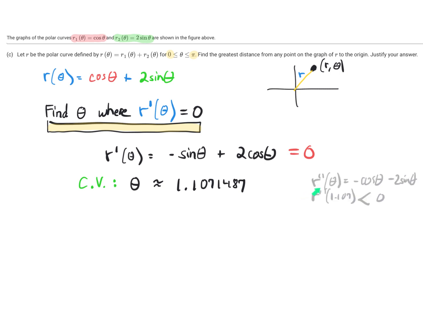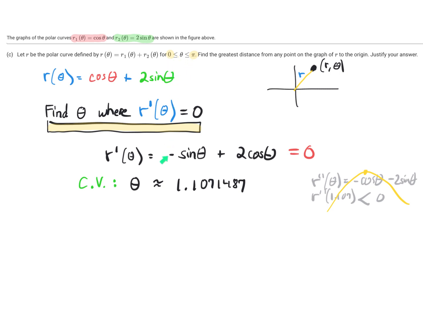Recall you can also find the second derivative very easily, and when we put our critical value into our second derivative, it's about negative 2.236. It's negative, that means it's concave down. If it's concave down, that's another way of telling that that point, that critical value, is where we have a relative maximum. This doesn't guarantee, though, that the greatest distance from any point in the graph is when theta is 1.107. We have to also check the endpoints.